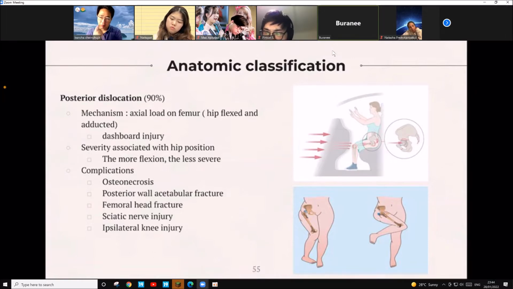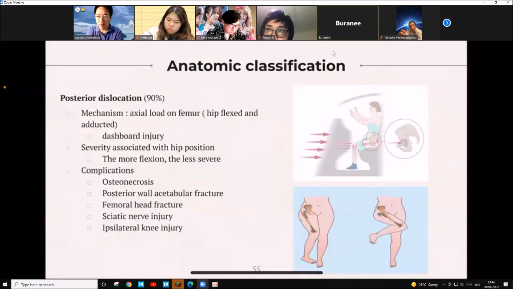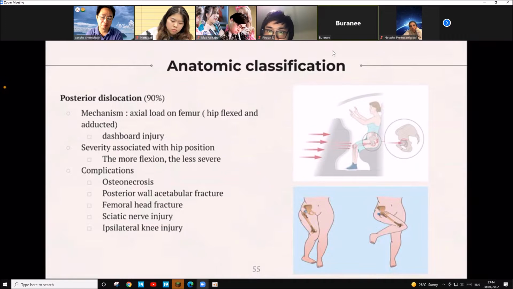So, what's the difference between the mechanism of the acetabular fracture and the hip dislocation, Buranee? For the acetabular fracture, it would be when the hip is not in flexed position, like not in increased flexion.